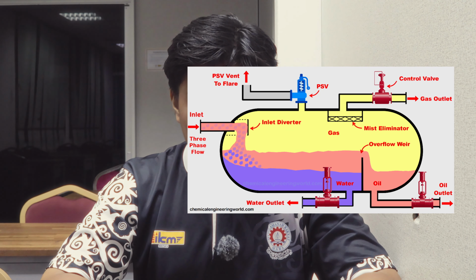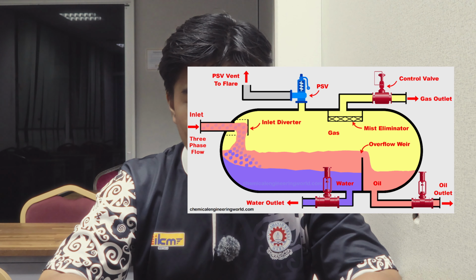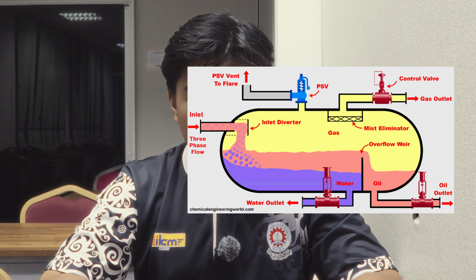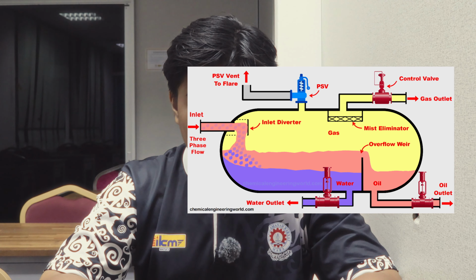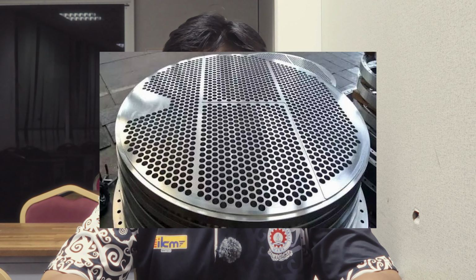The inlet valve is opened slowly. Well fluid begins entering the separator. Inside the vessel, the gas rises to the top because it is the lightest, oil stays in the middle, and water settles at the bottom because it is the heaviest. Internal components such as the inlet diverter, baffles, and mist extractors improve the separation process.